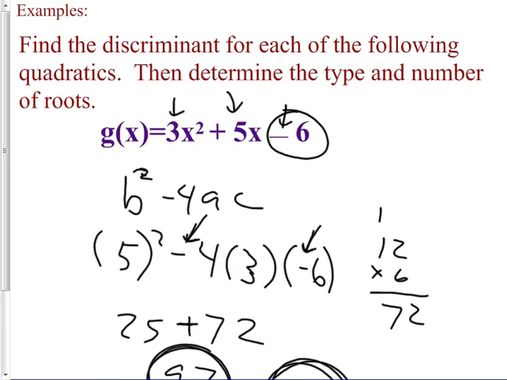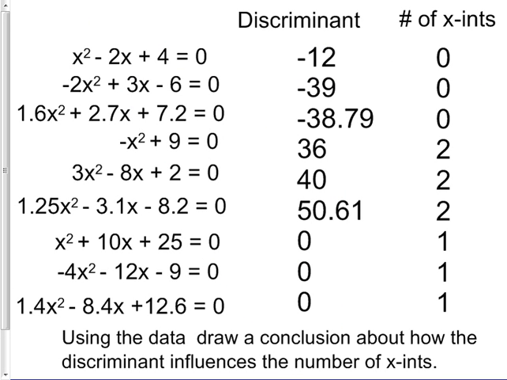Okay, so let's look at this. This is a whole bunch of answers for the discriminant and how many x-intercepts that they're going to have.